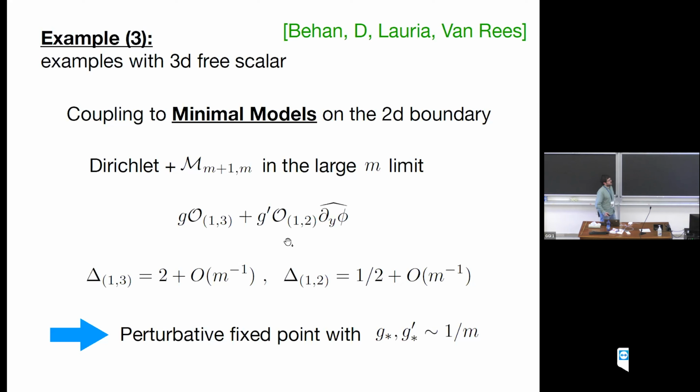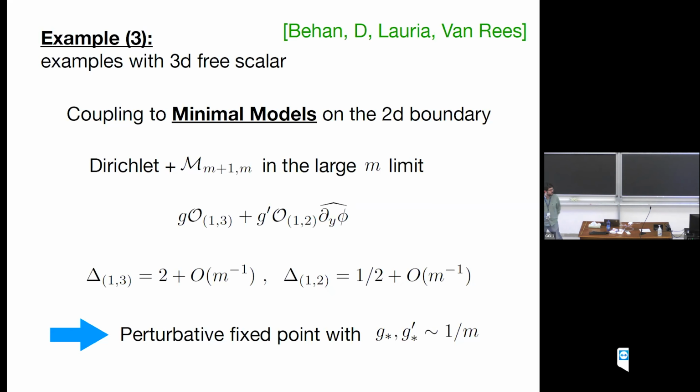So both of these couplings are close to marginality, because remember now phi has dimension 1/2, it's a three-dimensional bulk scalar, so the derivative has dimension 3/2. Both of these are nearly marginal on the boundary, and you can just work out the exact form of the beta function, and you find that there is indeed a perturbative fixed point where both of these couplings are of order 1/m. So again, this seems to behave.